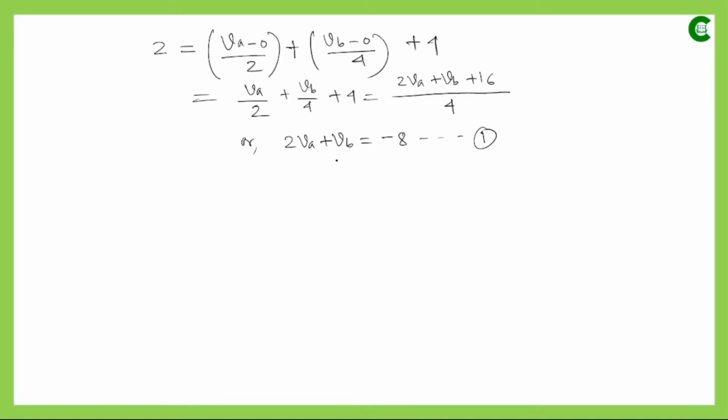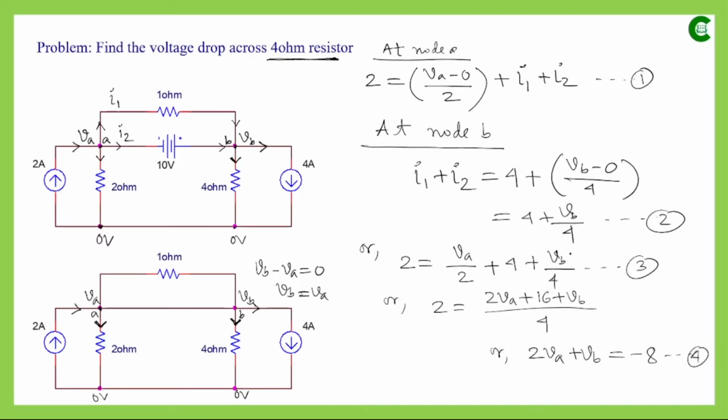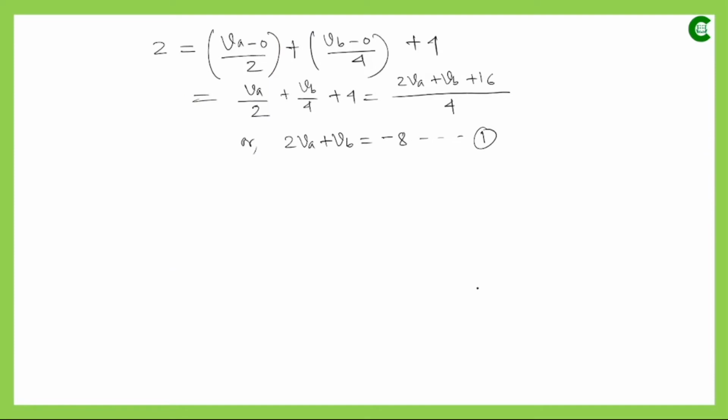Now if we compare this equation with the equation that we have already derived without applying the concept of supernode, the equation that we obtained was 2VA plus VB is equal to minus 8, and here also we have obtained the same equation. But when we applied the concept of supernode, we obtained this equation in less time. So that is the advantage of applying the supernode. We are getting the same equation.